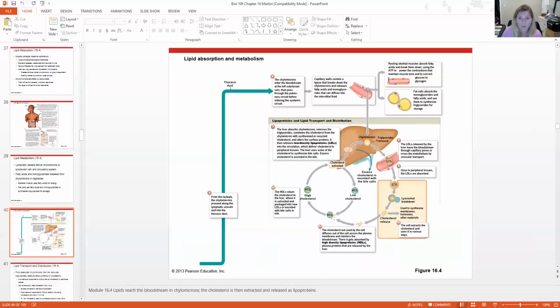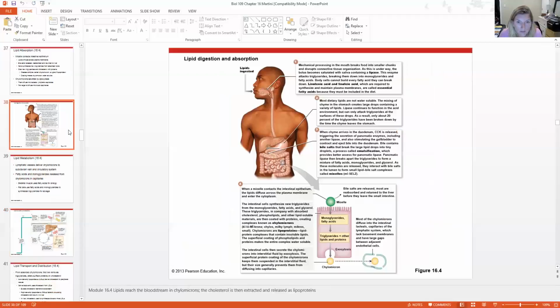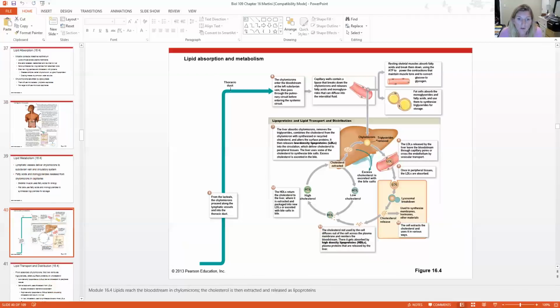So here's the whole process. This diagram here actually shows you some liver function and cholesterol function. So let's take a look at it. I guess we'll start at step number 5. I don't know where steps 1, 2, 3, and 4 are. So from the lacteals, I guess they were on this page, 1, 2, 3, and 4. That makes sense. So from the lacteals, the chylomicrons proceed through the lymphatic vessels into the circulatory system.